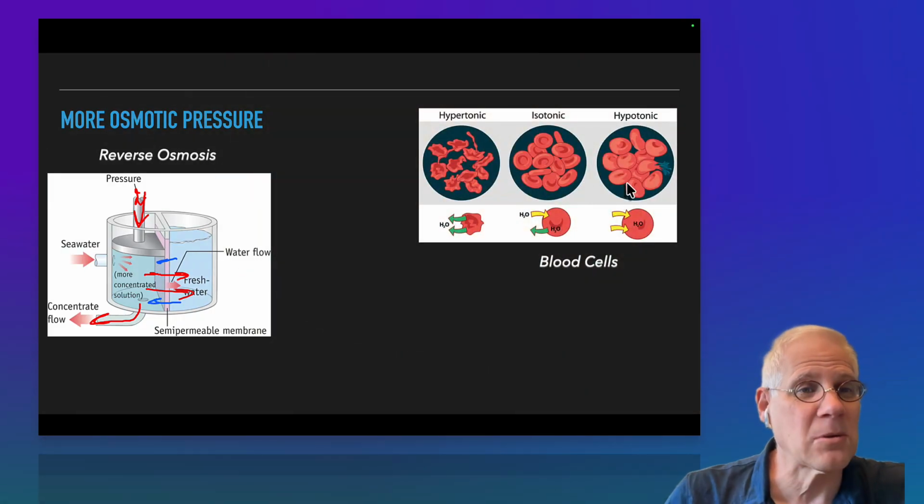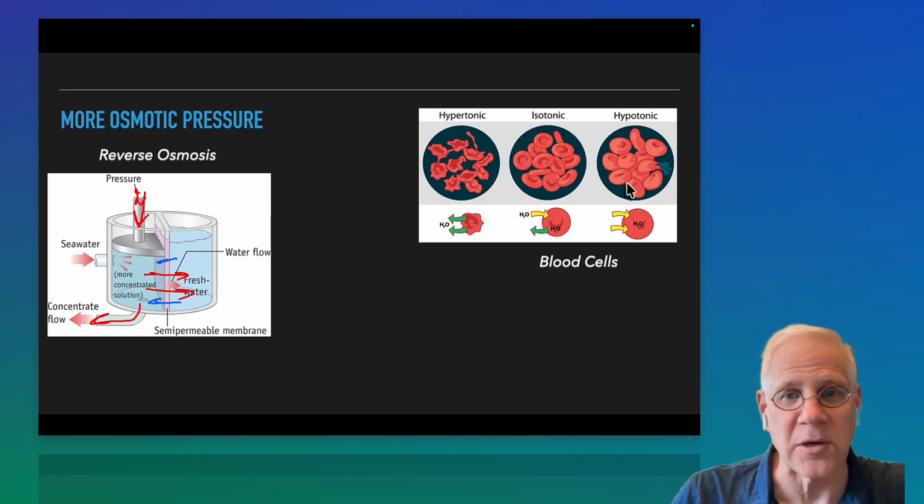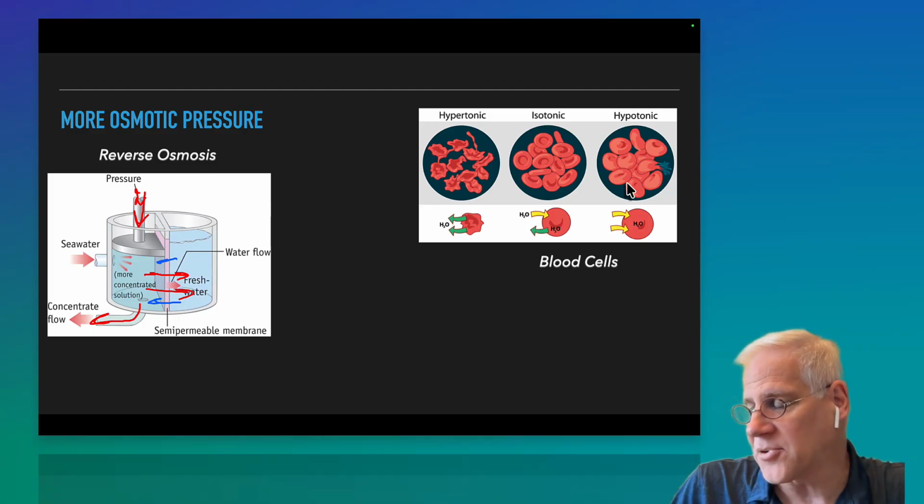There are some biological applications to osmotic pressure based on hydration in the blood or what's going on in the blood cells. You can get hypertonicity.